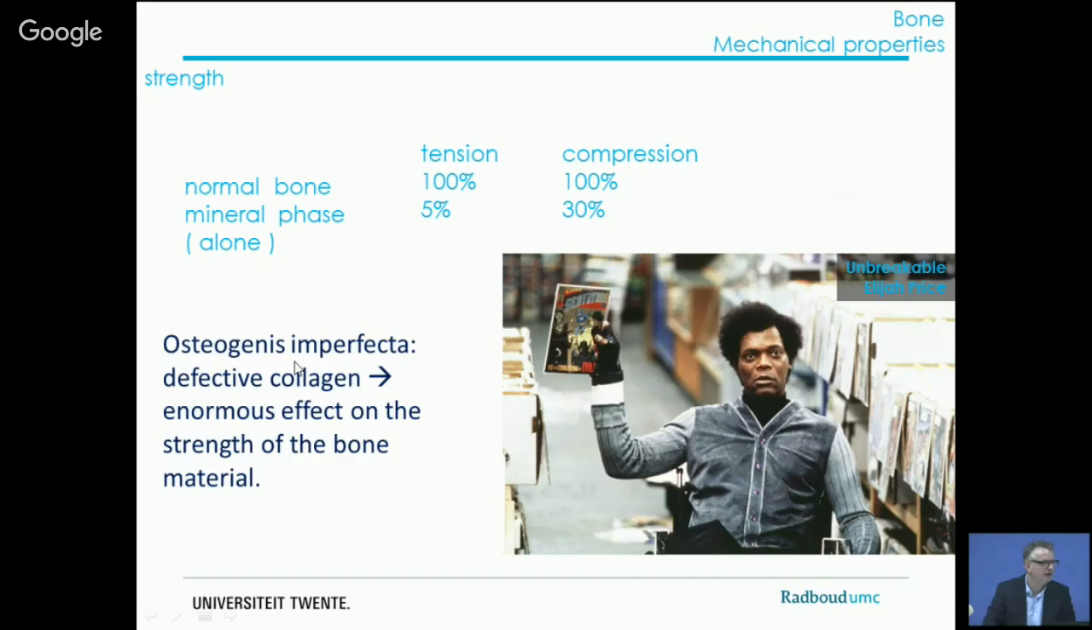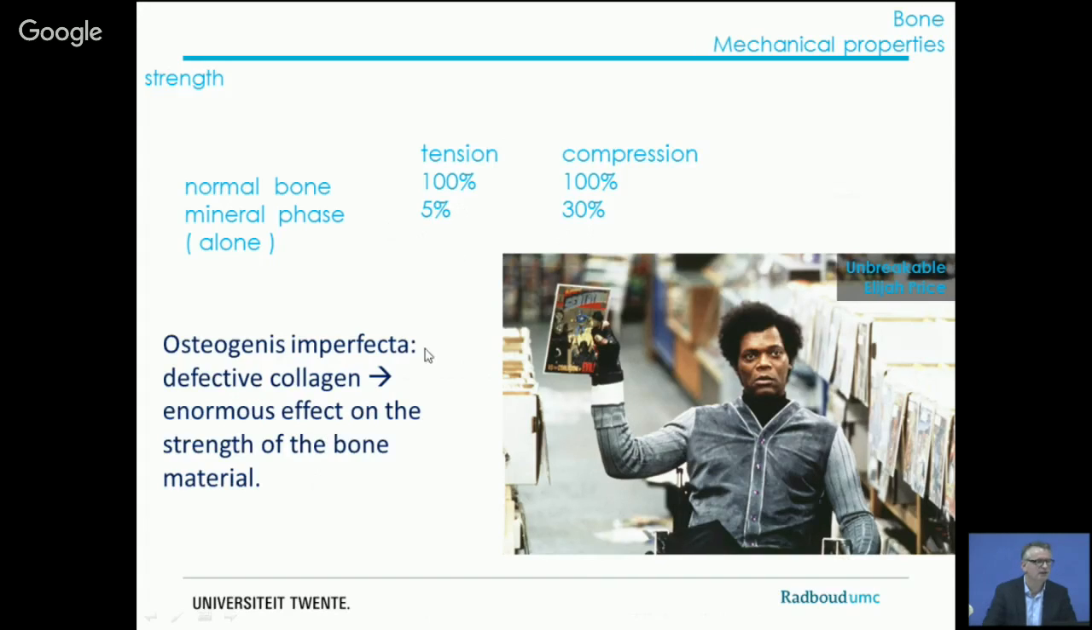Osteogenesis imperfecta is another problem, and that's a defective collagen. That means the collagen is kind of absent, and the bone is very brittle because the collagen is not there. Under compression, it is still okay, it's only 30%, but in tension, you lose your strength. This is just a picture from a movie of a guy who had osteogenesis imperfecta.